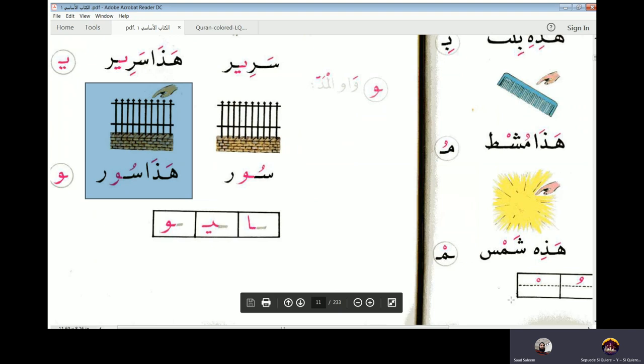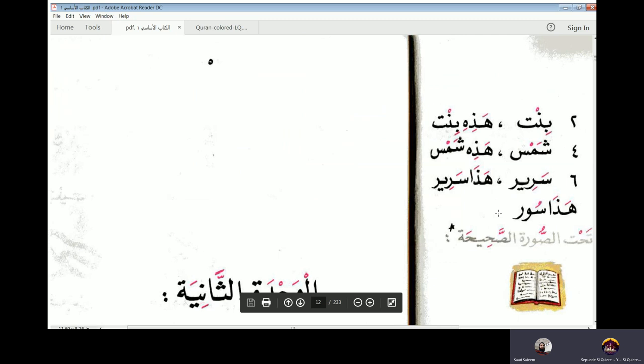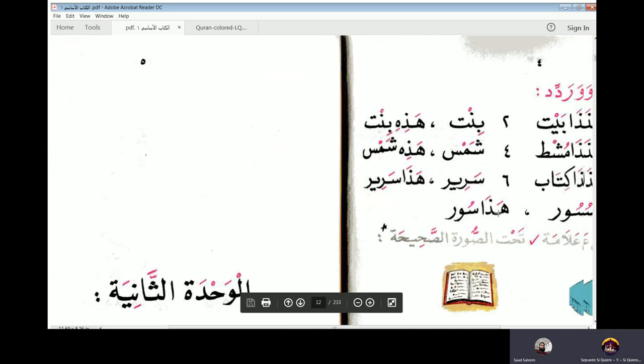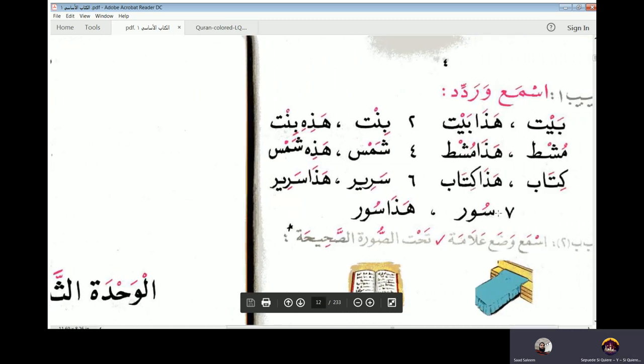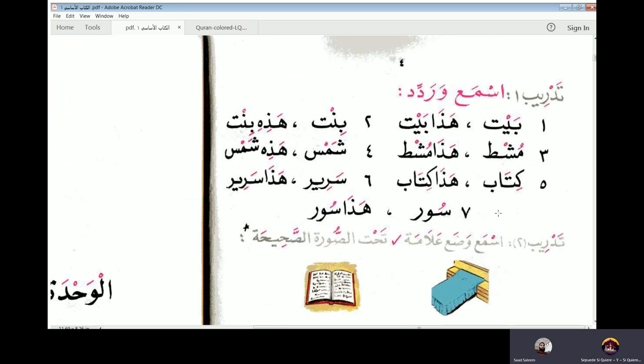Okay, so now I go down and back to the right. Baytun. Hada baytun. A book? No, no. Baytun means a house. Yes, sorry. Kitabun is a book. Baytun, a house. Hada baytun. This is a house.